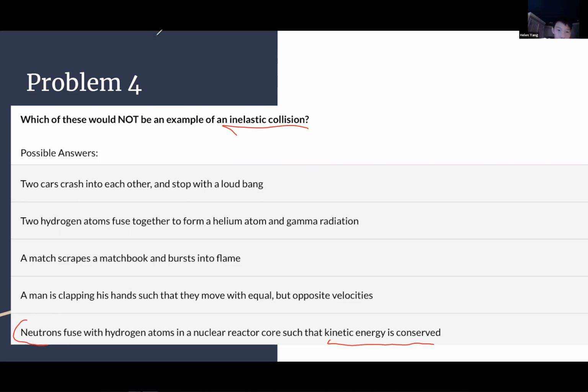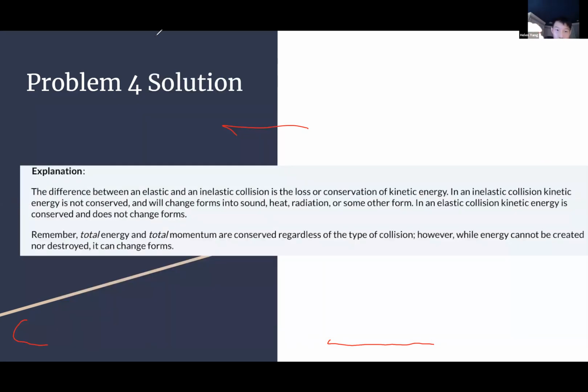So here's the solution. Okay, so next question.